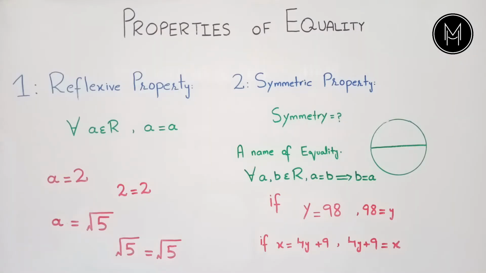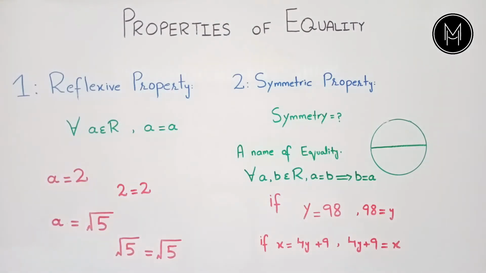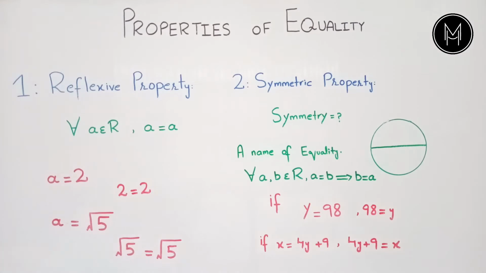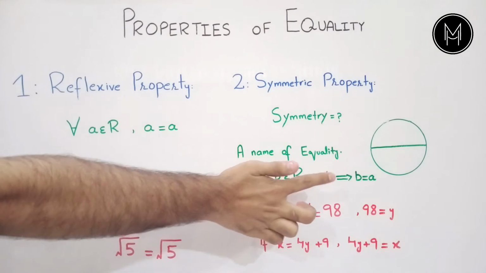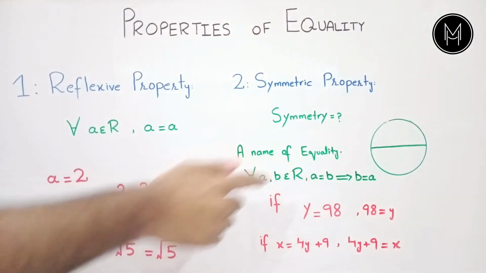Let's have an example of symmetry. Let's say we have a circle with a diameter through the center of the circle. You can see that on both sides of the diameter the length of the circle would be the same. So this is the symmetry. You can also say that symmetry is just a name of equality. For real numbers, the symmetric property says that we have two real numbers a and b. Now if we say a is equal to b, then according to this property b is also equal to a.